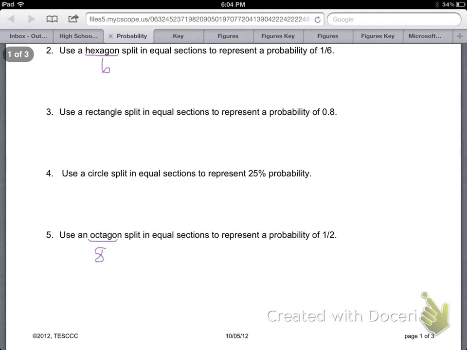For example, number 4. Use a circle split into equal sections to represent 25%. 25% is 1/4. So we have a circle cut into 4 pieces, and only this one's colored in. It should look something like that. So that's what you're going to be doing on 2, 3, and 5. Try that on your own.